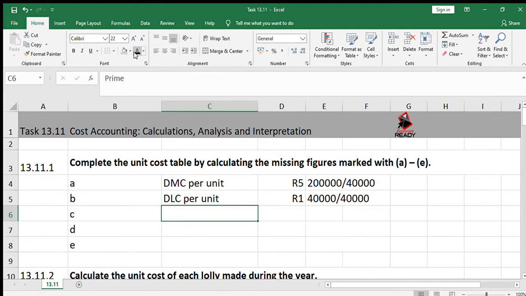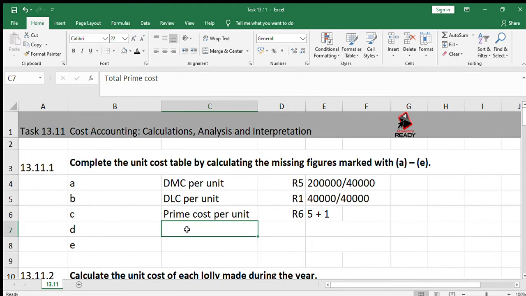Okay, then C, we're calculating the prime cost per unit. Remember, this one here is per unit. So we already have the direct material cost and the direct labor cost per unit. All we have to do is add up those two answers. So 5 plus 1 Rand will be 6 Rand.